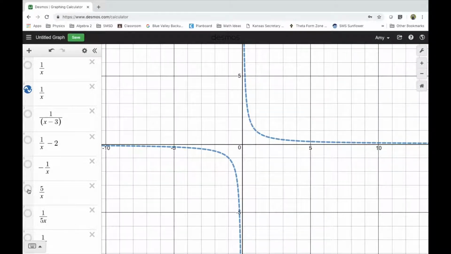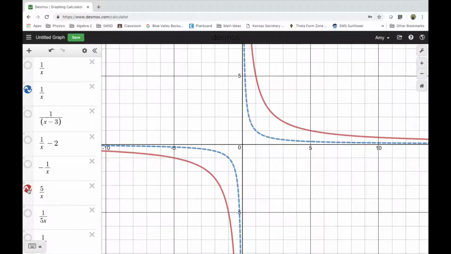This next one should be a vertical stretch. Now look at this. Can you see that vertical stretch? It stretched it. It basically just took it away from the origin. It's not as close to the origin as it was. So it is a vertical stretch, and it kind of took it farther from the axes as well.